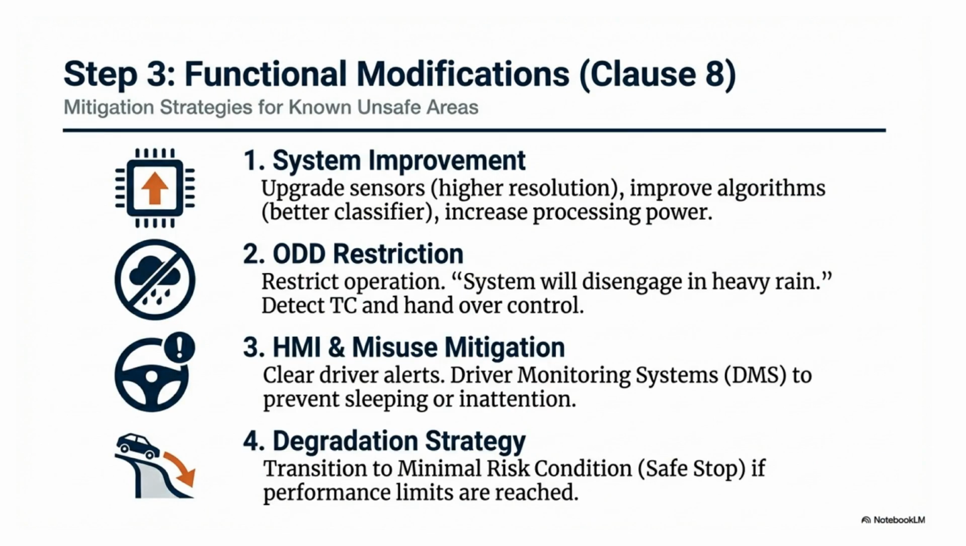When our risk evaluation shows that a scenario is unsafe, we have 4 primary strategies to fix it. First, system improvement. Can we upgrade the sensors or improve the algorithms to overcome the limitation? Second, ODD restriction. We can simply restrict the car from operating in heavy rain if we can't guarantee safety there. Third, HMI and misuse mitigation. We use driver monitoring systems and clear alerts to prevent inattention or misunderstanding. Finally, we have the degradation strategy. If the system hits its performance limits, it must transition the vehicle to a minimal risk condition, such as a safe stop on the shoulder.